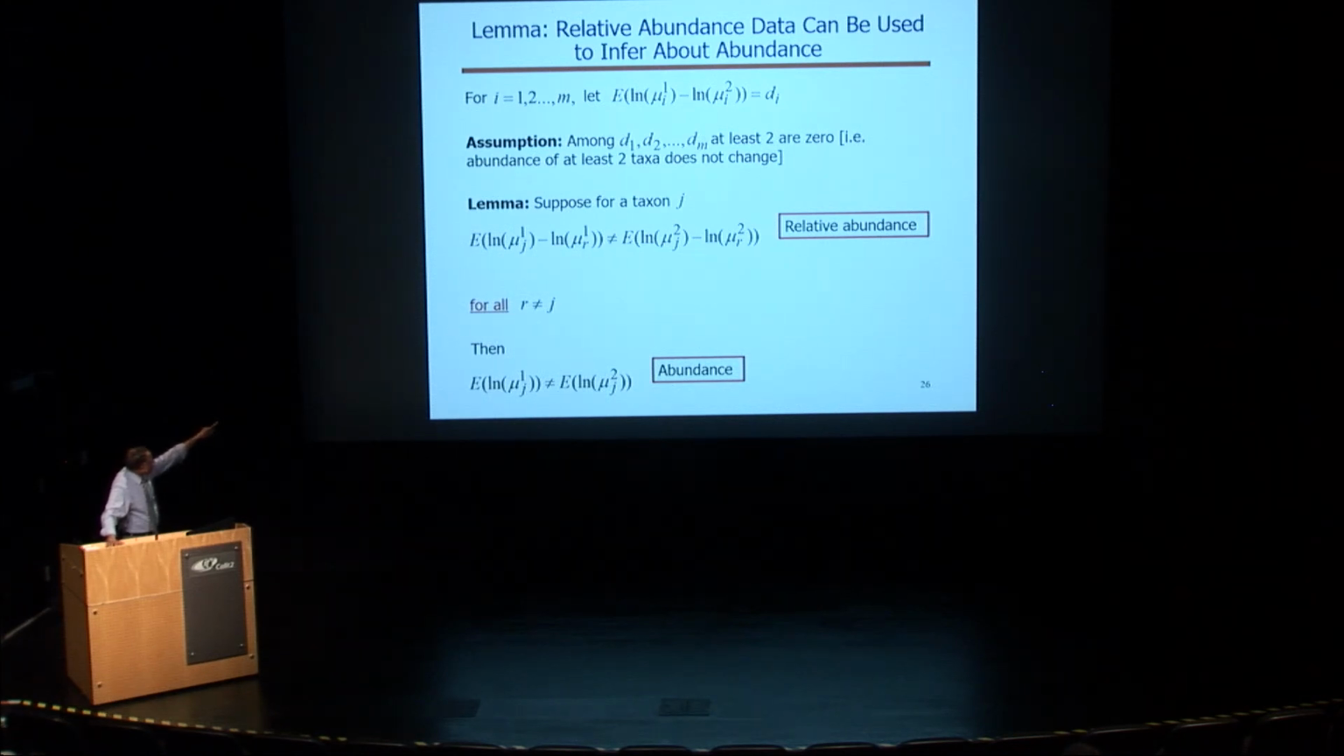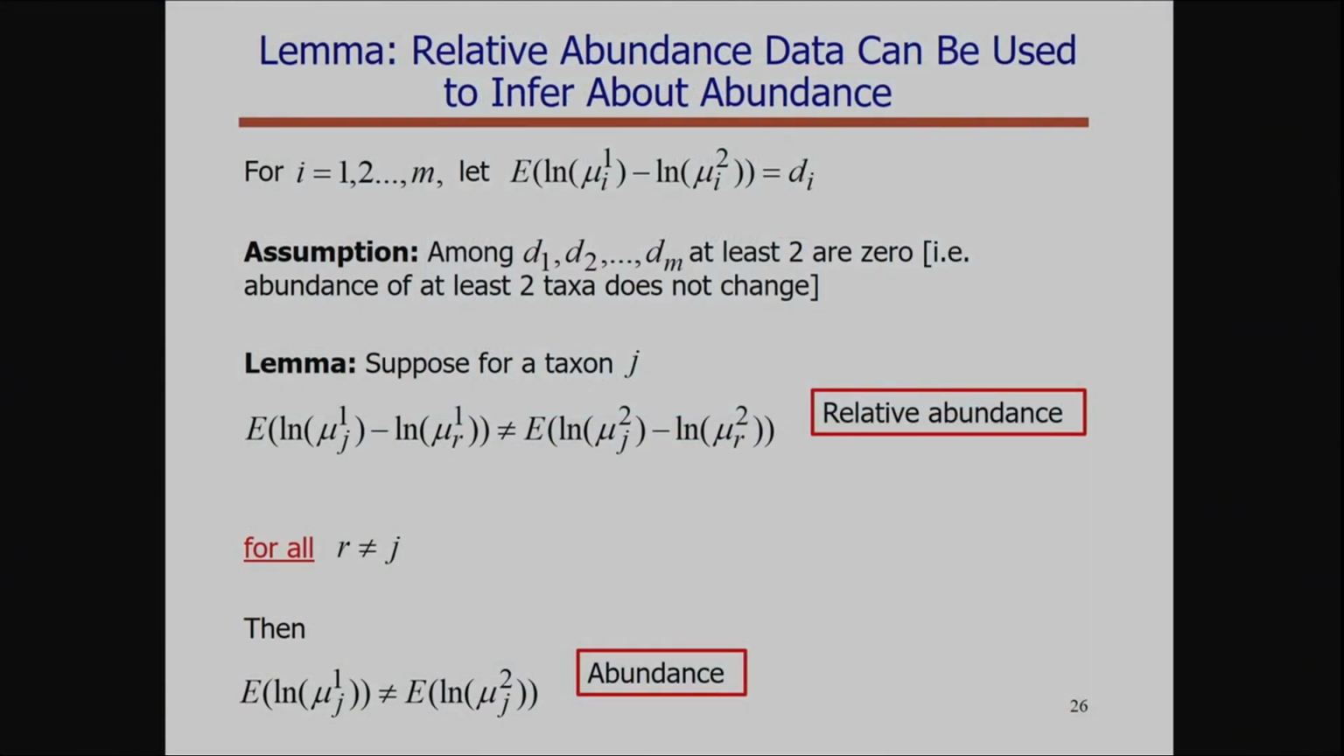On the left-hand side here, natural log of mu j1 minus natural log of mu r1. So r is some other taxon. j is the taxon I'm interested in. I'm interested in taxon j, and r is another taxon. So I'm looking at the expectation of the log ratios of these two in group 1. If that is different from the log ratio in group 2 for every taxon r, that's the key thing here. For every r, these are different. So I'm working in the relative abundance world. If that happens, then I can infer that actually the abundances are also different for this particular taxon.